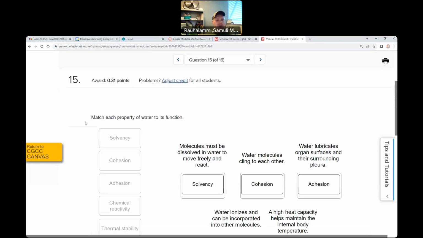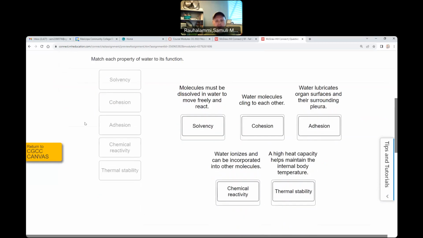Here we have various different properties of water, and we're matching them with their function. So we're seeing, for example, that solvency describes how molecules must be dissolved in water to move freely and react. Cohesion told us about how water molecules have a tendency to bind tightly, cling tightly to other water molecules. So cohesion really was the attraction of water molecules to other water molecules, which then allowed us to have things like surface tension and so on.